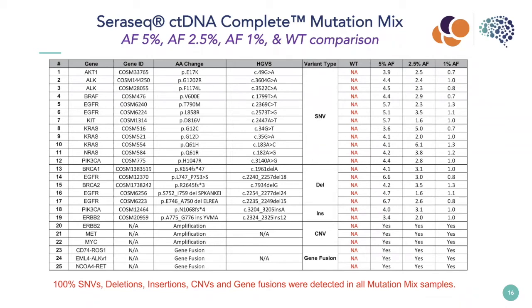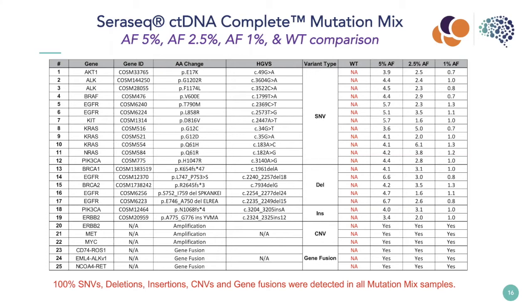So you see for the 5% fraction, the majority were slightly under 5%, some right at 5%, and then a small number that were actually detected at slightly over 5%, both for SNVs as well as the deletions and insertions. The CNVs and the gene fusions were simply detected as present or absent, so indicated as a yes if they were detected, and a no if they were not. And then, again, pretty consistent performance as you go from 5% down to 2.5%, and then finally down to 1%. And this, again, is in the Seraseq control.